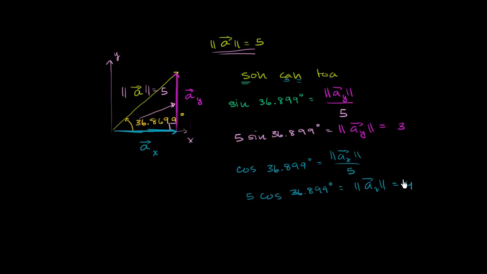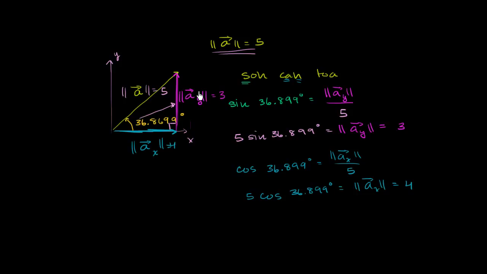So what we see here is a classic 3, 4, 5 Pythagorean triangle. The magnitude of our horizontal component is 4. The magnitude of our vertical component, right over here, is equal to 3.